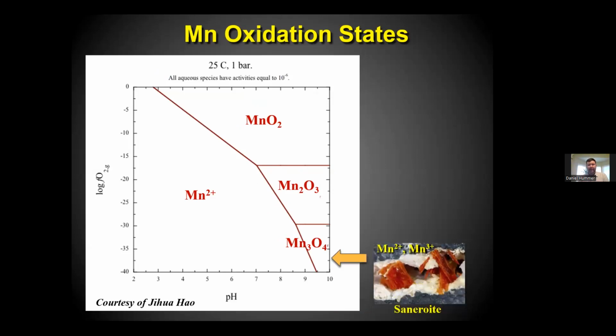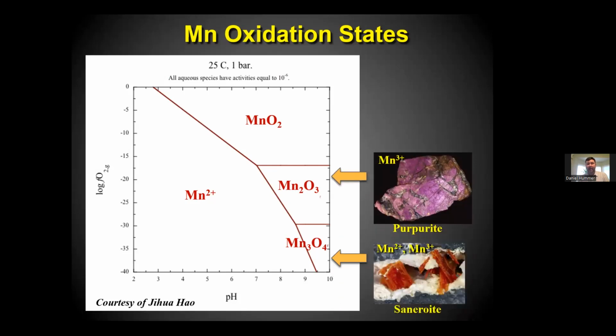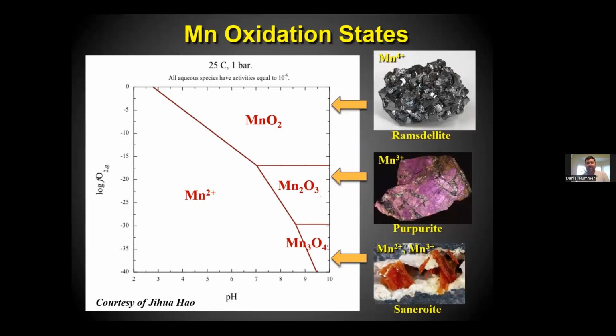So for example, at very low oxygen fugacity, you get Mn2+, sometimes mixed with Mn3+ in a mineral like santaroite. If you go upwards from there, then you get all Mn3+ in minerals like purpurite that also occur in igneous rocks. And if you go all the way to higher oxygen fugacities, then you get a dominance of Mn4+. And so that's things like ramsdellite, the very common pyrolusite, other things that tend to form manganese ores.